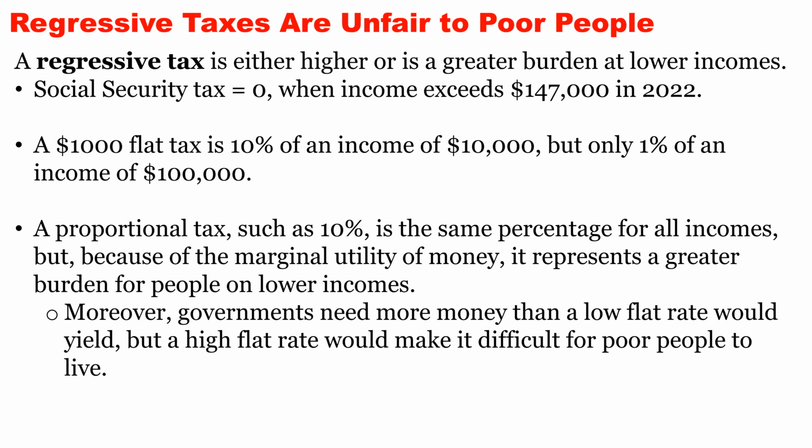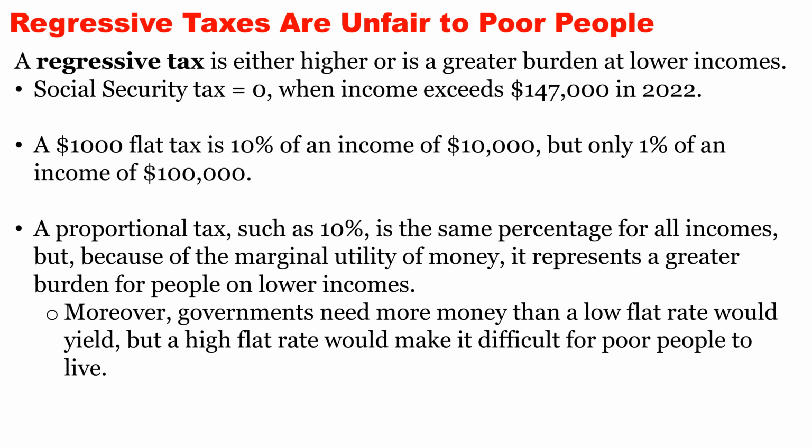The most prominent regressive tax is the Social Security tax because the tax drops to zero where earned income exceeds the Social Security wage-based limit, which was $147,000 for 2022. But even flat taxes and proportional taxes can be regressive. Even though flat taxes are the same for everyone, they represent a higher percentage of the poor person's income.